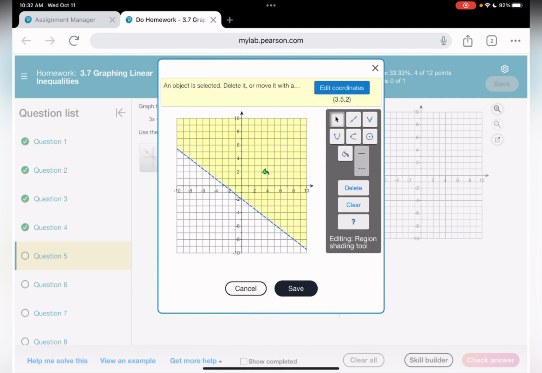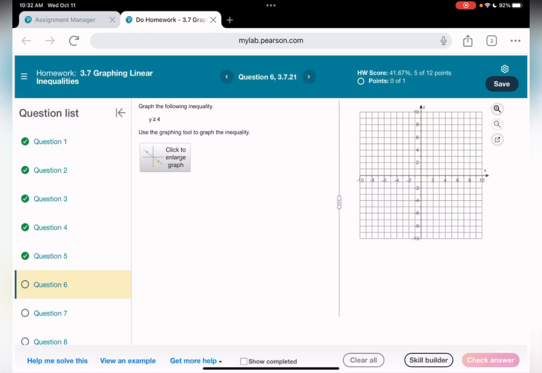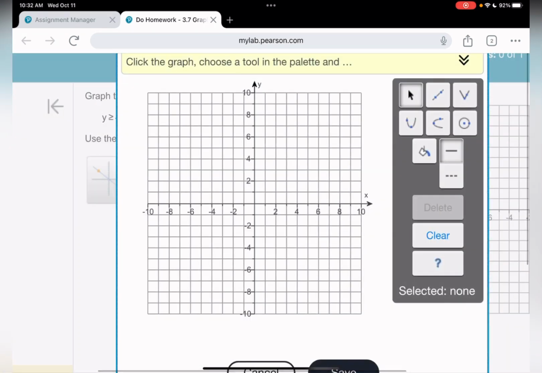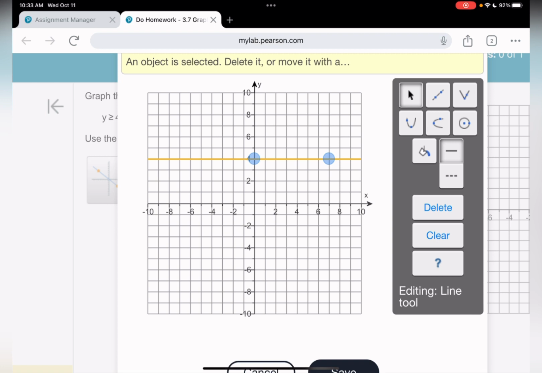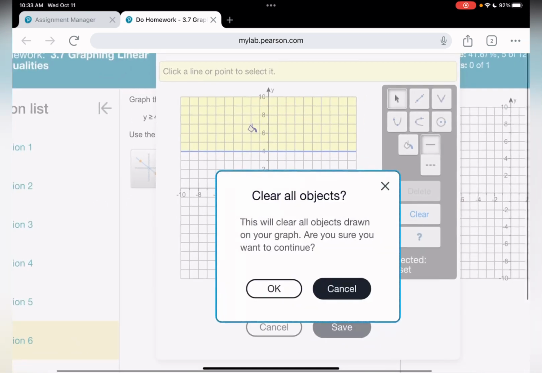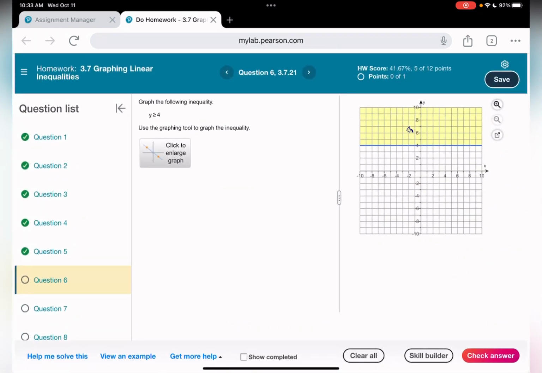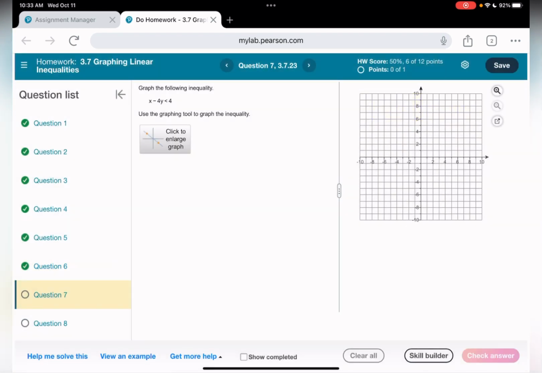Save. Next one, number 6. Okay. Y is greater or equal 4. Okay, it's easy. Y is greater or equal 4, so because an equal sign is there, it's a solid line, and greater than, so it comes this way. As easy as it can be. Saving, checking, and moving on.